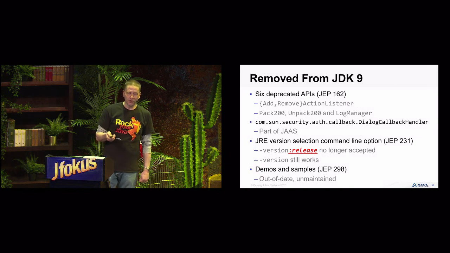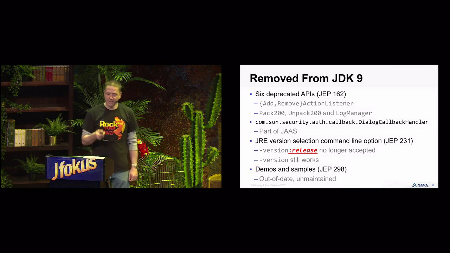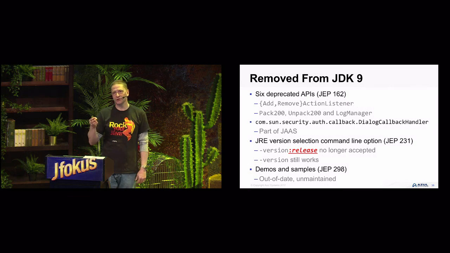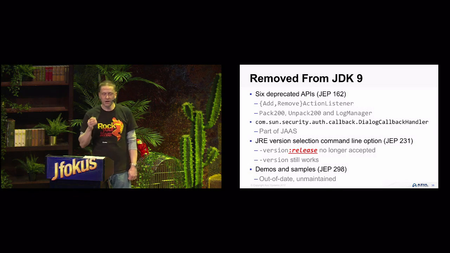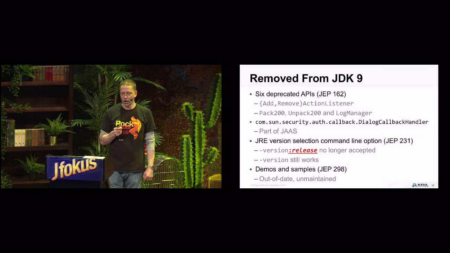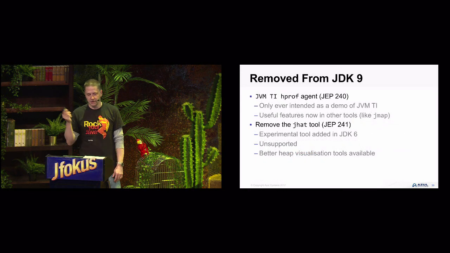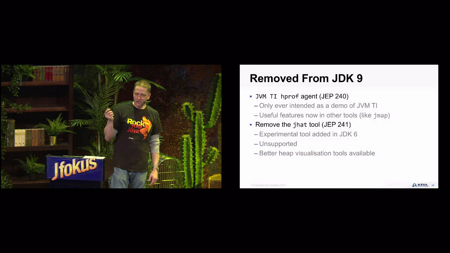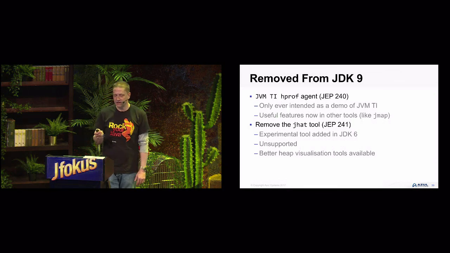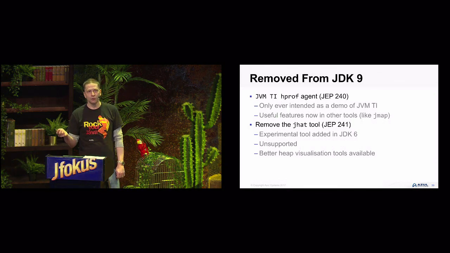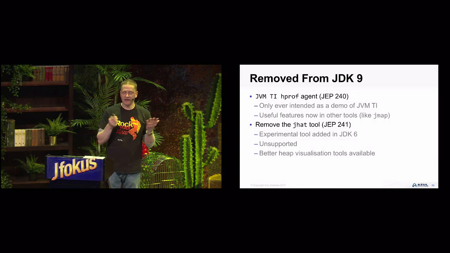The ability to run different JREs from the command line, that's gone as well. So --version :release doesn't work. -version does still work, so you can see what version you're using. All the demos, all the sample code, that's gone from JDK 9 because they were never really maintained or updated. Same thing with the JVM TI hprof agent, only ever intended as a demo. The JHAT tool was introduced in JDK 6 as an experimental idea. That's never been updated, so that's gone as well.